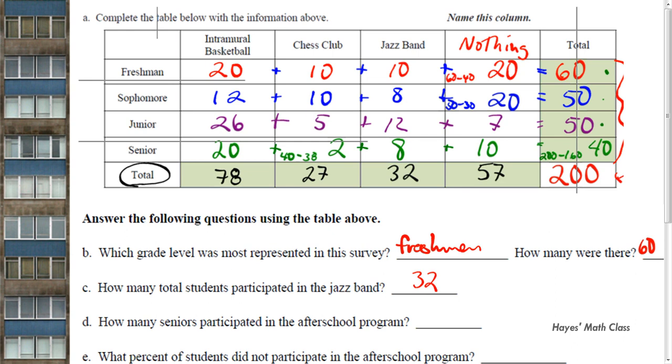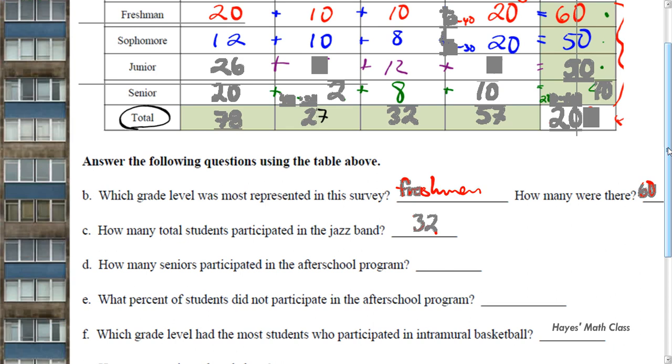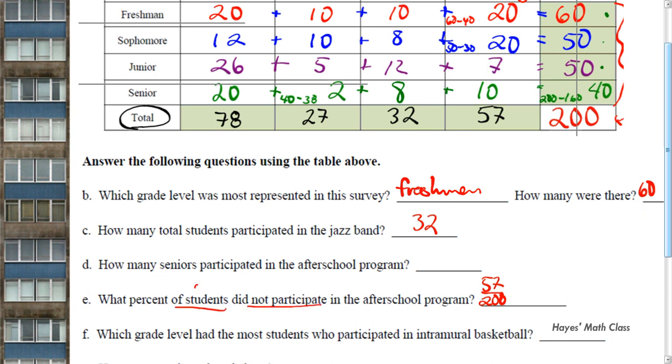The more important ones in some respects is this. What percent of students did not participate in after-school programs? So that's going to be 57 divided by 200. Because again, look at what we're asking for. Of students, that means everybody, did not participate. So this is everything, all, did not participate in the after-school program. So that means 57 total divided by 200 total. And when you divide that out, we're going to multiply it through by 100. This is a percentage. You're going to end up with 28.5%.